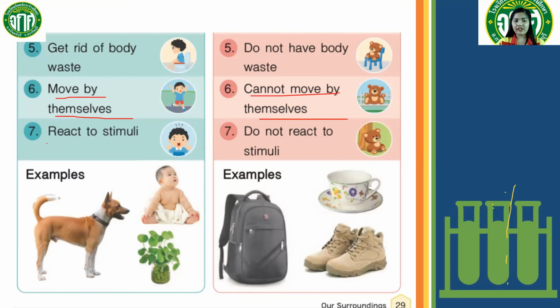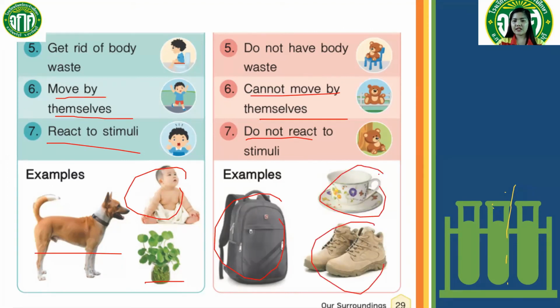Next, number seven, react to stimuli. The living things can react to stimuli, while non-living things do not react. So we have here an example. Living things are dogs, plants, and humans. And for non-living things, we have bags, shoes, and teacups. So these are the examples of living things and non-living things.